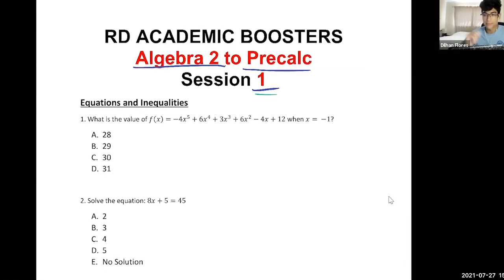What is the value of f of x equals negative 4x to the 5th power plus 6x to the 4th power plus 3x to the 3rd power plus 6x to the 2nd power minus 4x plus 12 when x equals negative 1? All right, that was a mouthful.